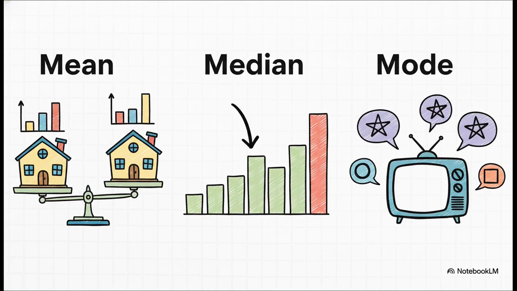Let's look at some real-world examples. If you want to compare the average exam scores of two different sections, you'd use the mean. If you want to find the typical salary in a company where the CEO makes a huge amount of money, the median is a better choice. And if a TV channel wants to know which show is the most popular, they'll look at the mode. See? Different tools for different jobs.